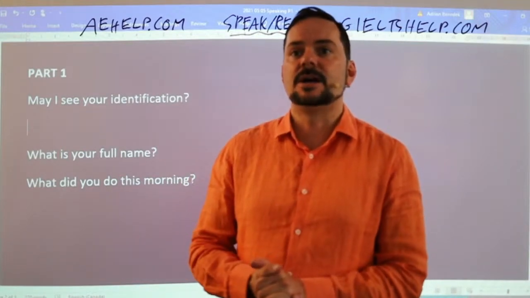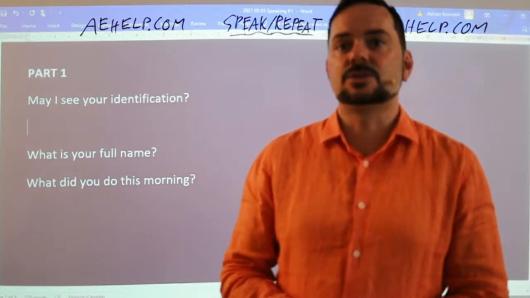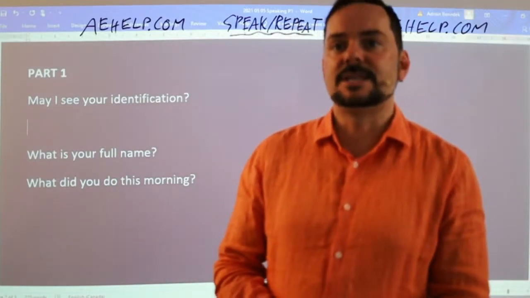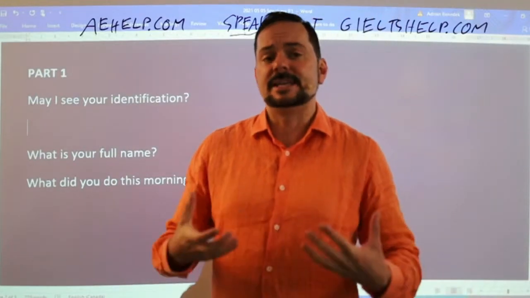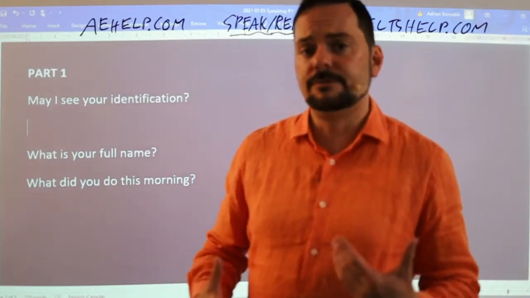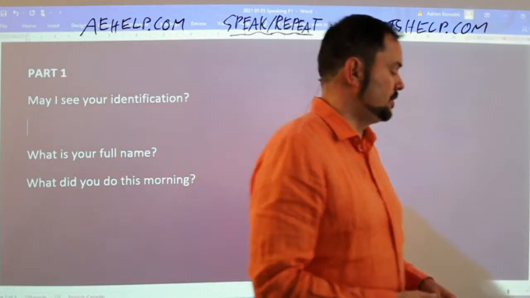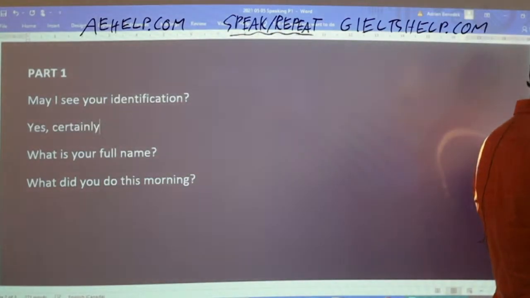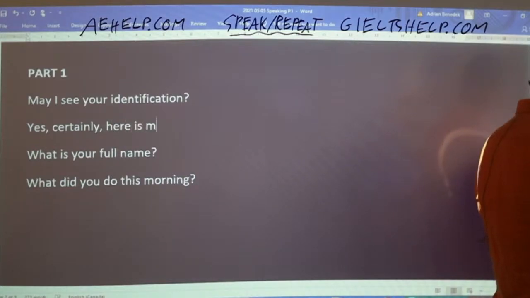Everybody is using full sentences. That's great. Carolina says, yes, here's my ID that I used to register for the exam. Please have a look. Fantastic. So right away, you want to show fluency, even with this question, okay? So, yes, certainly. Here is my passport that I used to register for the exam.